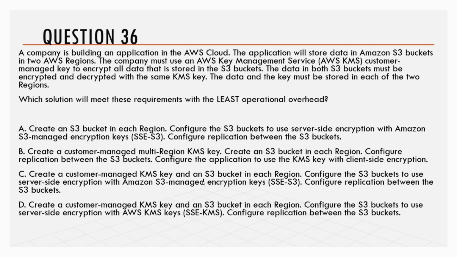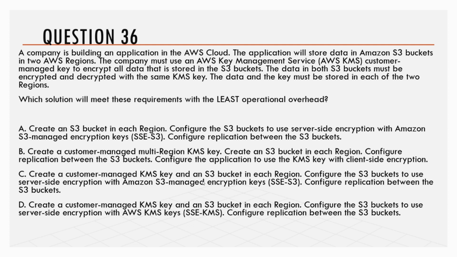And the options are A. Create an S3 bucket in each region. Configure the S3 buckets to use server-side encryption with Amazon S3 managed encryption keys. Configure replication between the S3 buckets. Option B. Create a customer managed multi-region KMS key. Create an S3 bucket in each region. Configure replication between the S3 buckets. Configure the application to use the KMS key with client-side encryption.